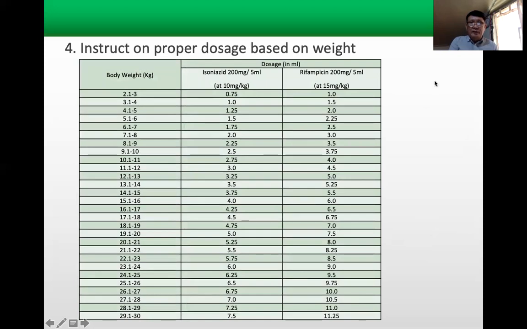So these are the instructions on proper dosage based on weight. We just have to follow the weight of the child, and then you follow the recommended dosage. You don't have to compute it. It's already on this table, and follow the recommended milligram, okay, or in milliliters.